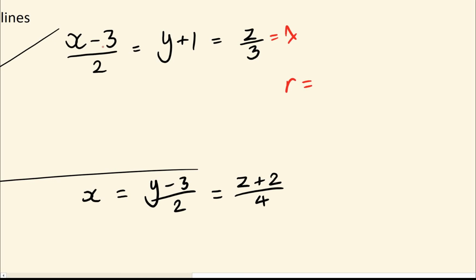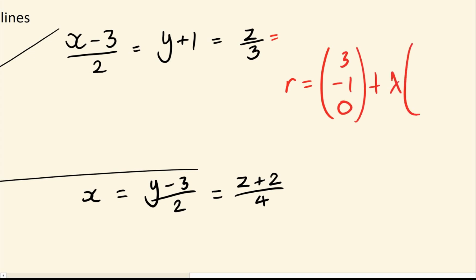If I do that for x, ignoring the rest for the time being, I'm going to get x equals 3 plus 2 lambda. Hopefully you can see that, and it's the same idea for y and z. For a shortcut, as you taught us in the formula booklet, you flip the sign of whatever's on the top. So it's going to be 3, minus 1, 0, and then plus lambda times whatever's on the bottom, so in this case 2, 1, 3.